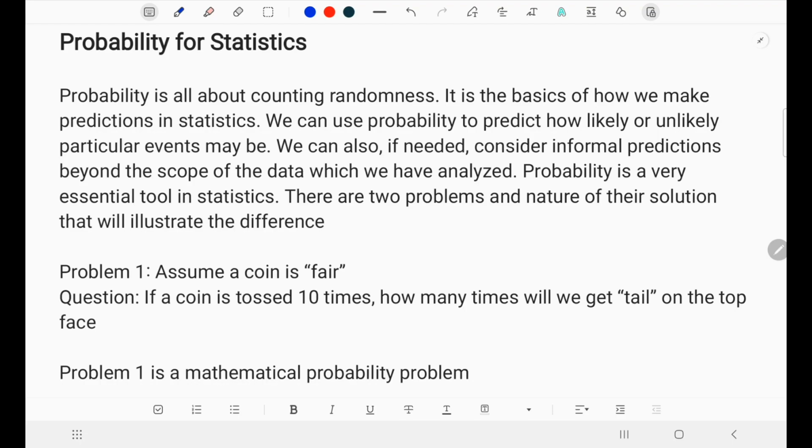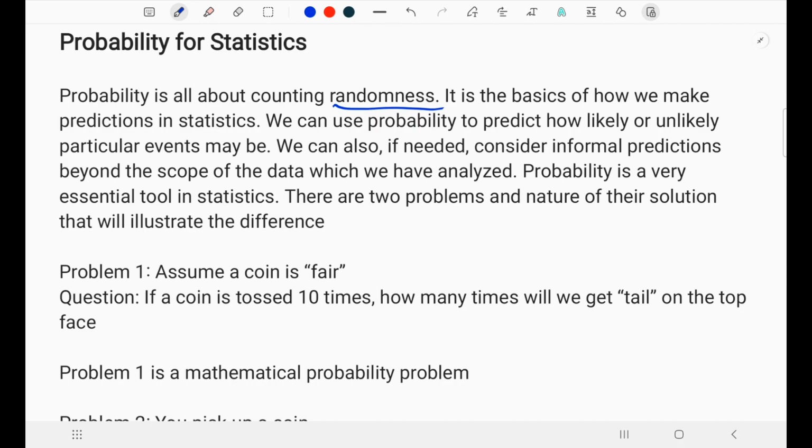Probability for statistics. Probability is all about counting randomness. Counting randomness means how many times something occurs, the likeliness. Suppose, for example, I am flipping a coin. How many times can I expect the head, or how many times can I expect the tail? Or suppose I am randomly picking an item of some color from a bag. How likely is it that I pick the red item or the blue item? That is called randomness.